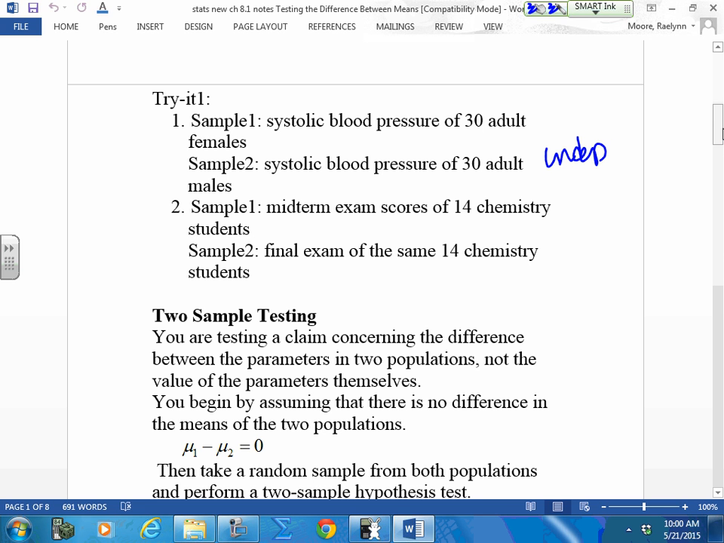Midterm exam scores of 14 chemistry students, and sample 2 is the final exam scores of the same 14 chemistry students. Dependent. Because I'm going to look how they did on their midterm, and the same students, I'm going to judge how they did on their final. Okay? This is one of the biggest things used in statistics. We teachers use it all the time. We look at midterm grades and we say, well, we can pretty much figure out what you're going to do on the final based on your same midterm grades. But if I was to look at a different group, I couldn't judge them on yours. I have to do the same group again.